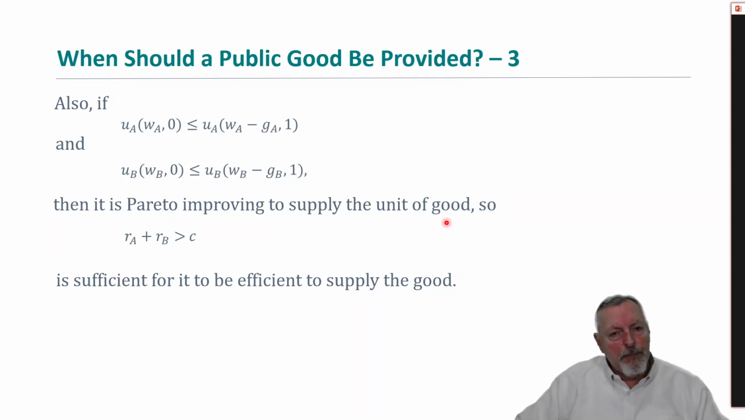So, it is a Pareto improvement if the cost of the thing is less than the total amount people are willing to put towards purchasing it. The benefit to person A plus the benefit to person B must be greater than the cost. This is a sufficient condition for supplying the good to be efficient. Does that mean it will be provided? Sadly, no.